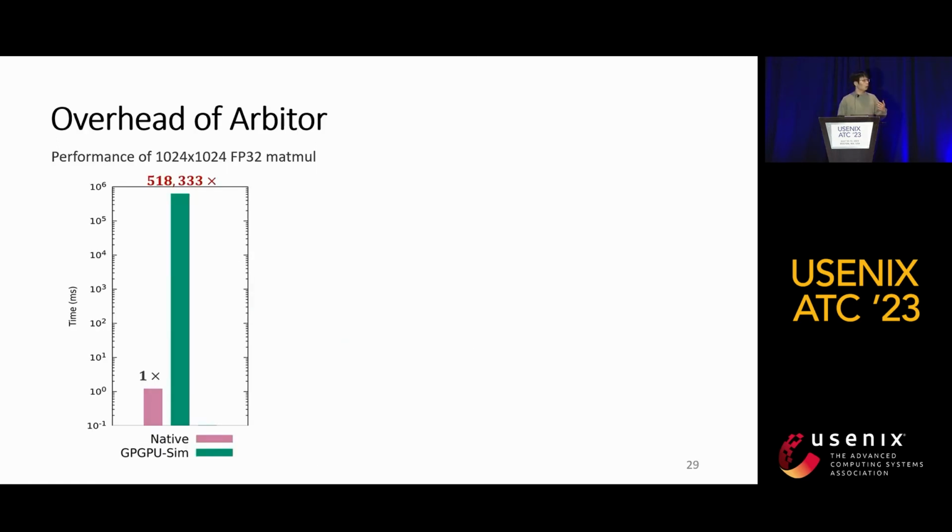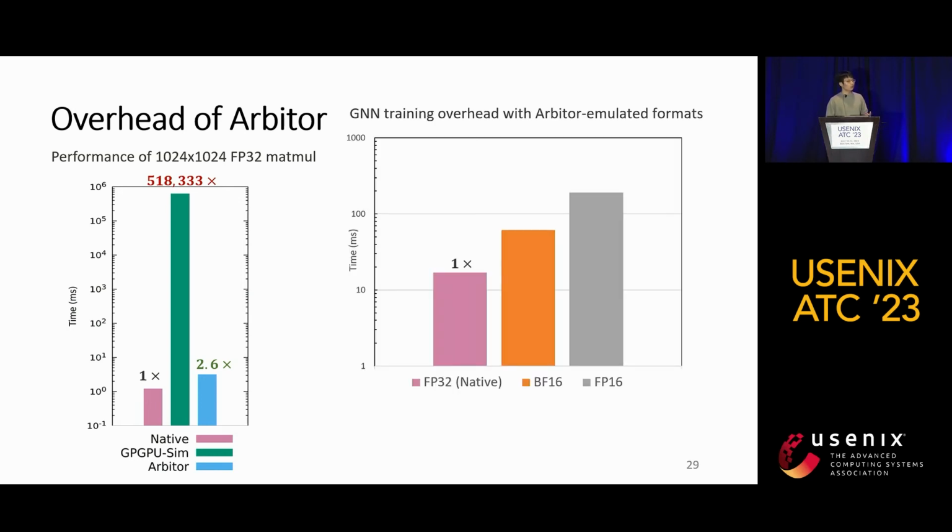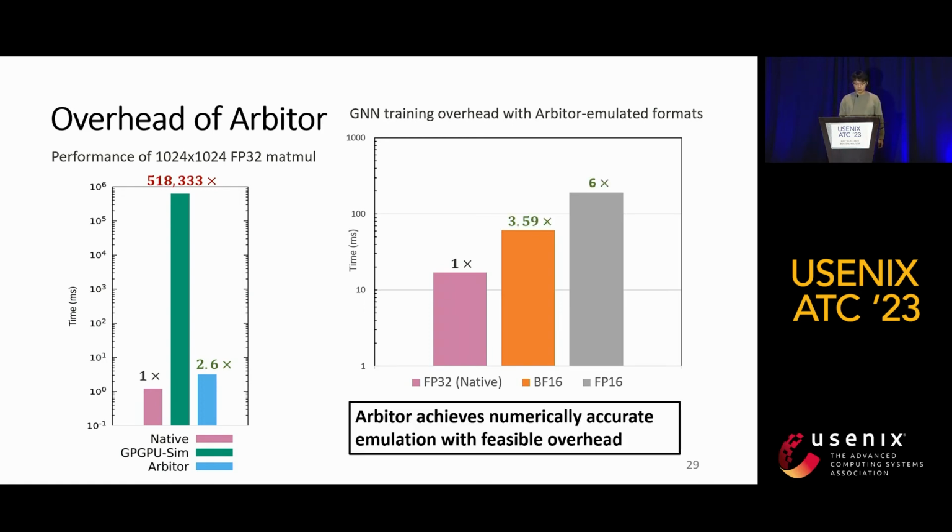Next, we want to see the overhead of Arbiter. We've shown that for one single matrix multiplication operation, software-based simulators have 5 orders of magnitude slowdown, while Arbiter is only 2.6 times slower, significantly faster than software-based simulators. When training the GNN model using Arbiter emulated types, we found Arbiter could have slowed down up to 6 times. So Arbiter could achieve numerically accurate emulation with feasible overhead.